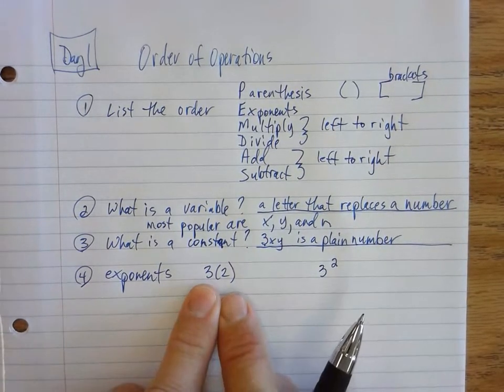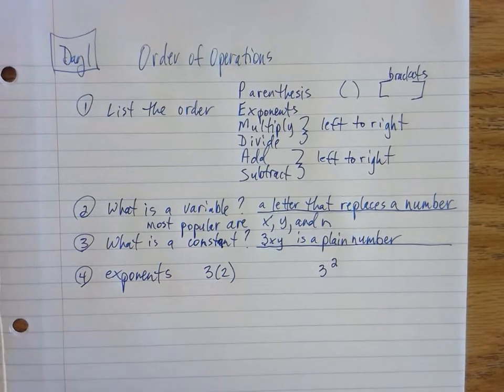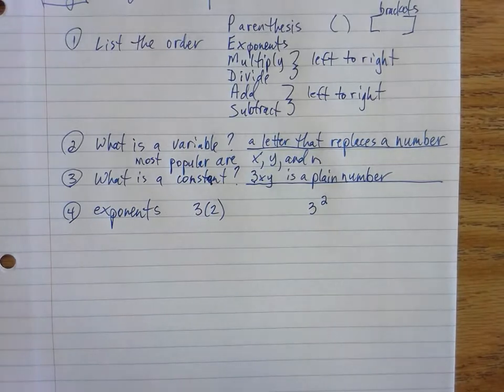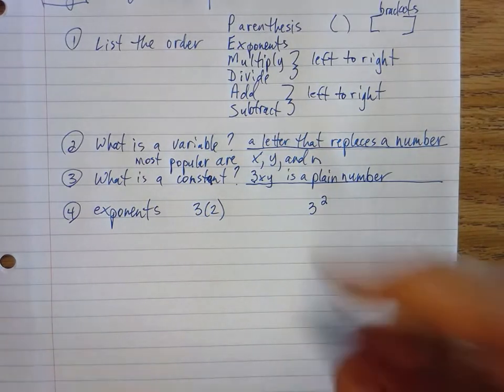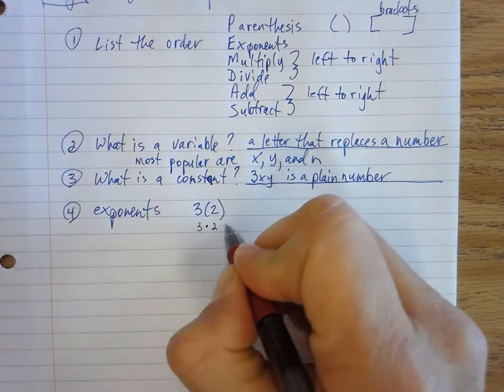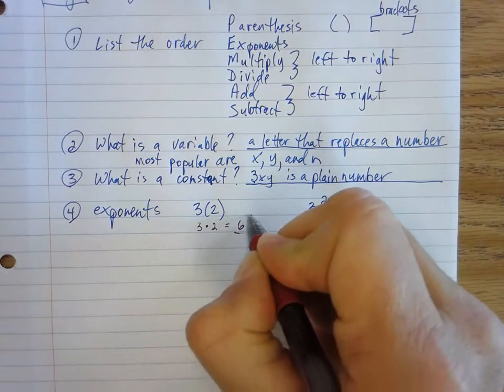Alright, so there's a difference between that and that. So what does this mean when there's no symbol in between the 3 and the 2? Okay, when there's no symbol, that means multiply. So I'm going to change colors here and just write this out a little bit. So that actually means 3 times 2, and of course 3 times 2 is 6.